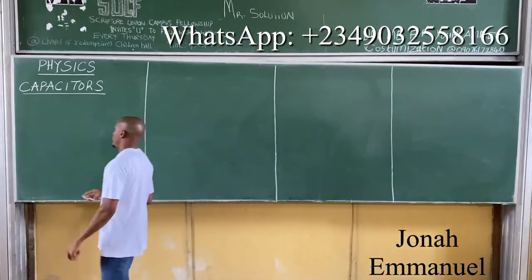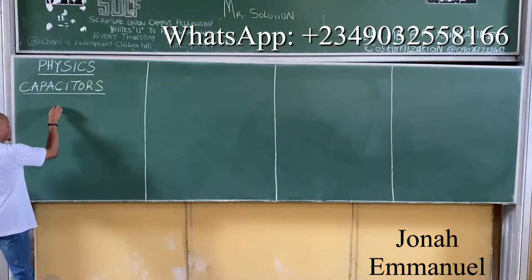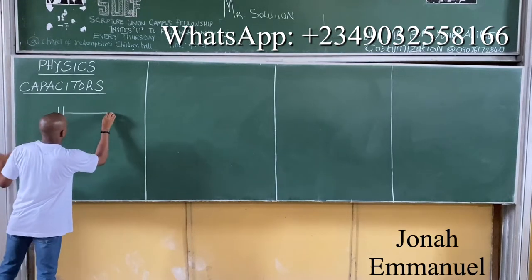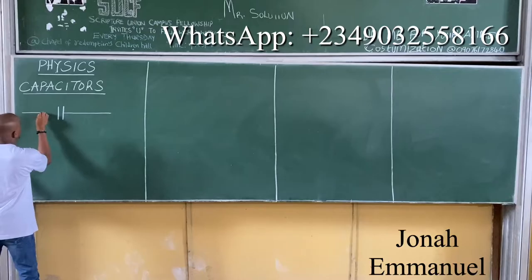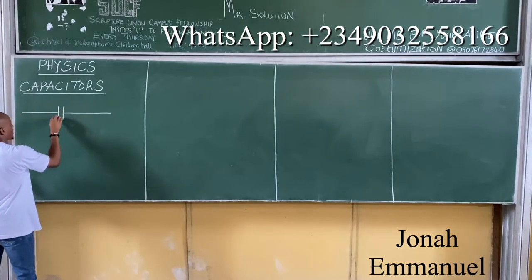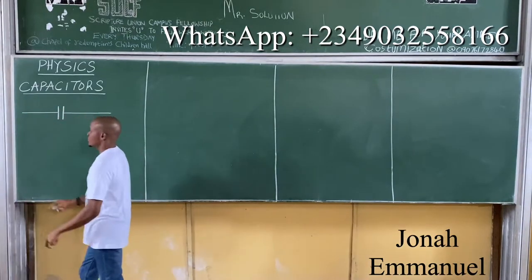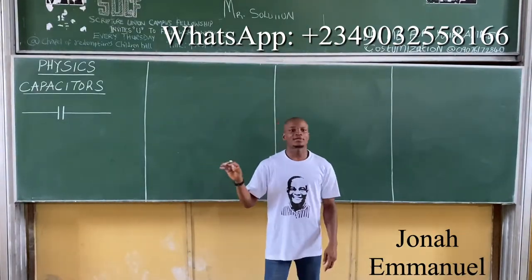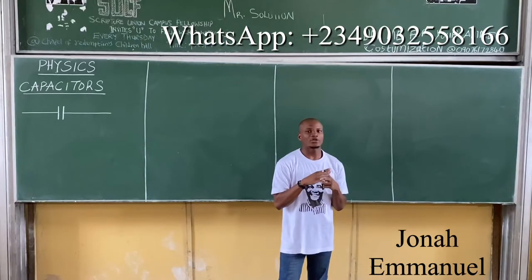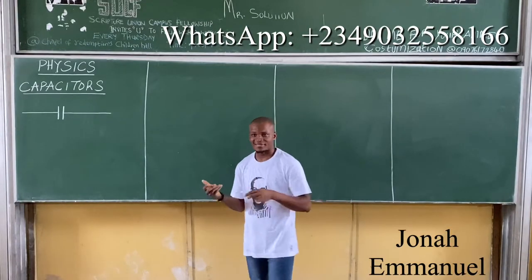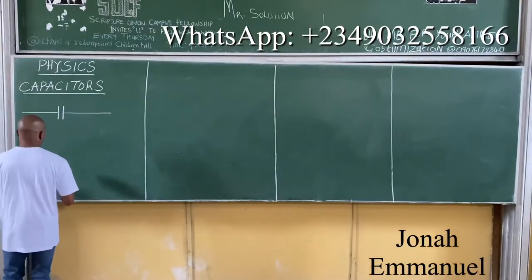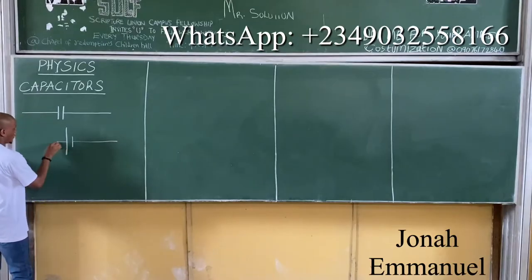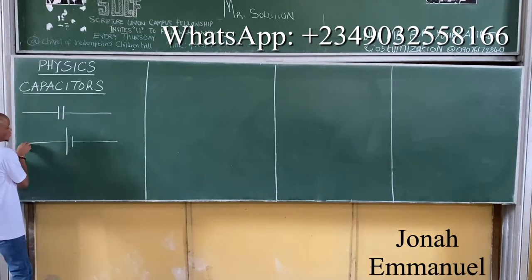The second symbol for a capacitor is this. It's similar to the second symbol for what's called a battery or a cell. They are similar. For a cell you have this, so this is your second symbol for a cell, of course, a battery.